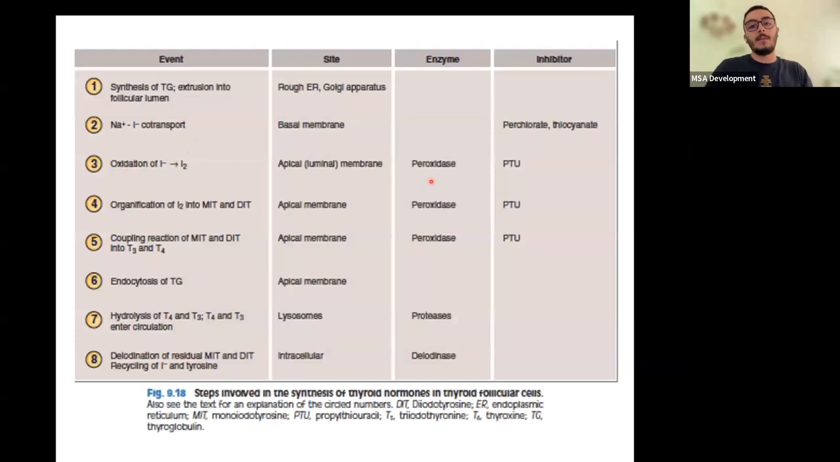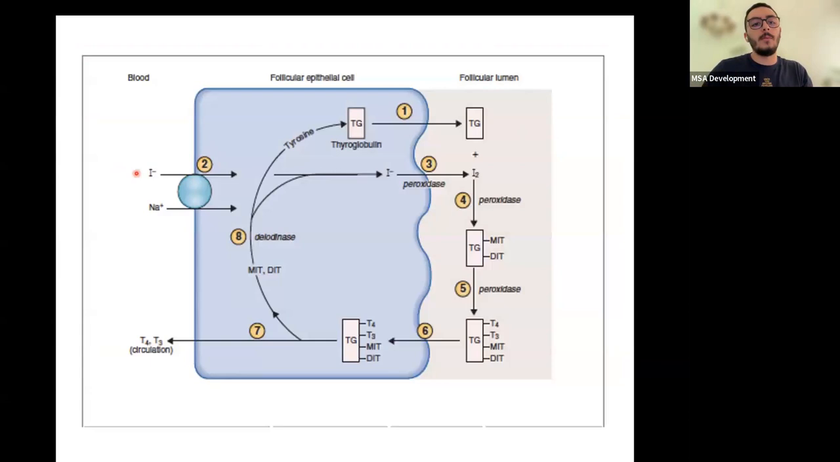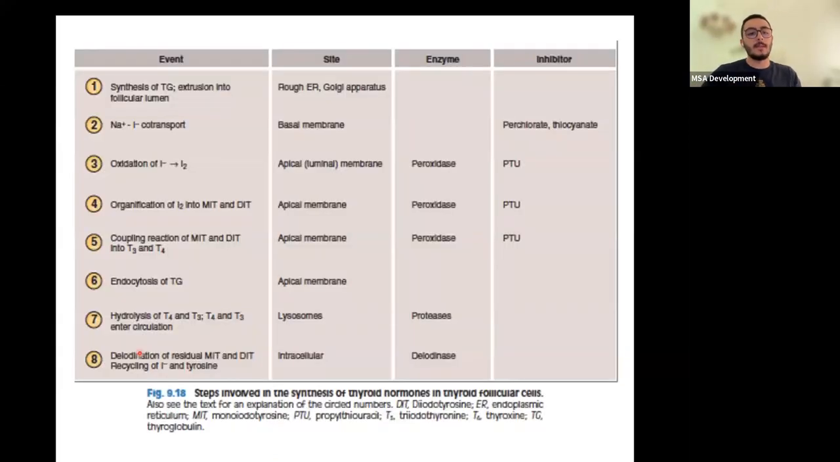So in that case, if we have so much perchlorate in our bodies, we will have iodine accumulating here in the blood and not transferring to the cell and into the lumen and starting the whole process of the synthesis, and not having T3 or T4 synthesized, or thyroid hormones synthesized.